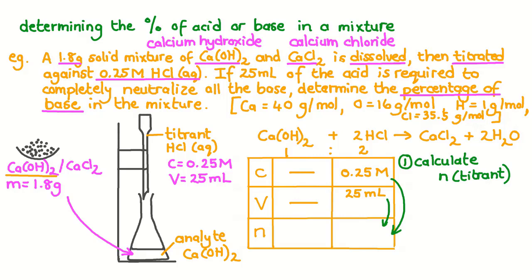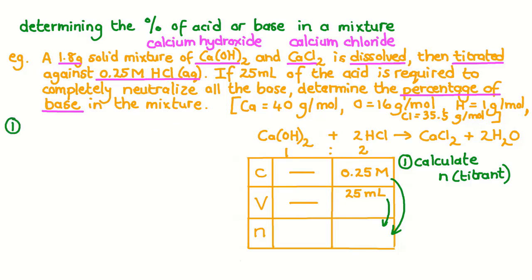Calculate the number of moles of titrant from its concentration and volume. Let's clear some space to do this. First, we need to convert the volume in milliliters to a volume in liters so that its unit is compatible with the concentration unit. Multiplying by a suitable conversion factor, we can get rid of the milliliter units, and we get the titrant volume in liters, which we put into the table.